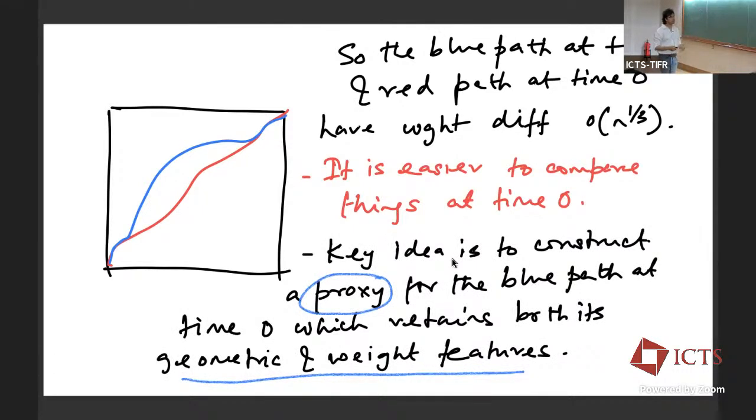The key idea is to construct a proxy for the blue path, which lives at time t. I want to construct a proxy for the blue path, which now lives at time 0, but shares all the features of the blue path. So it will have a similar weight. It will also have similar geometric features. The proxy construction is a key part of the proof.